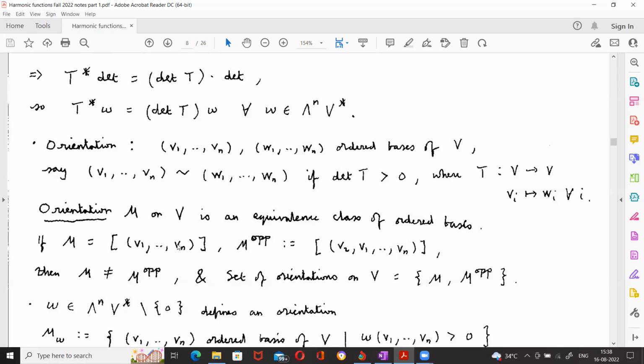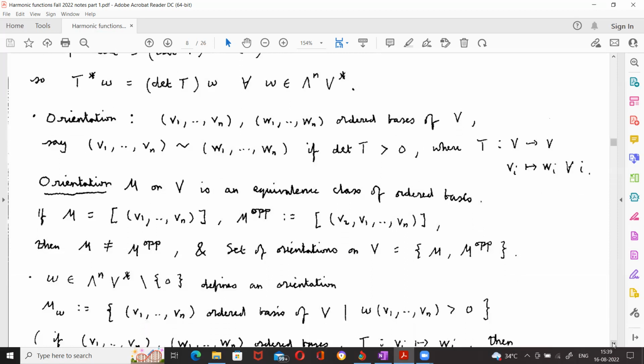So on any finite dimensional vector space, the set of orientations is just a 2-point set. There are just two possible orientations on any finite dimensional vector space.